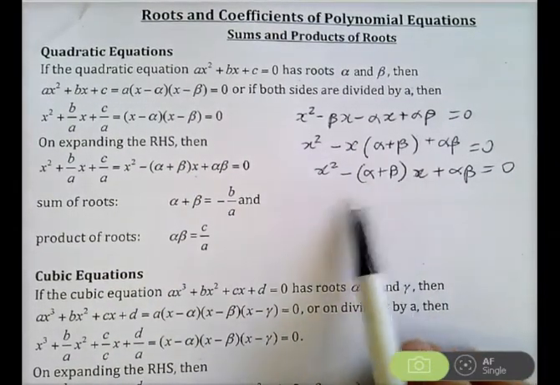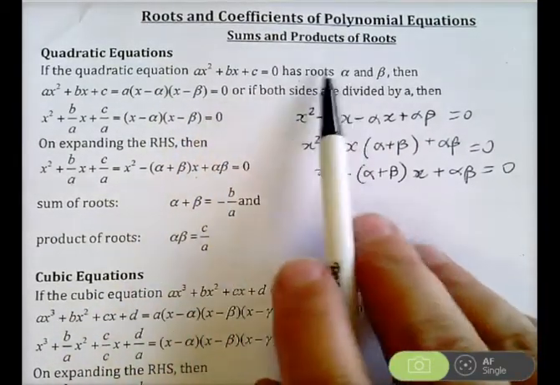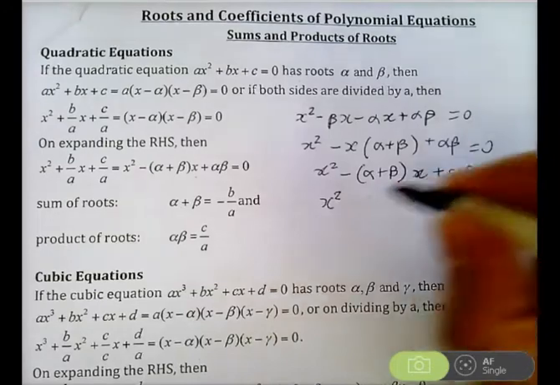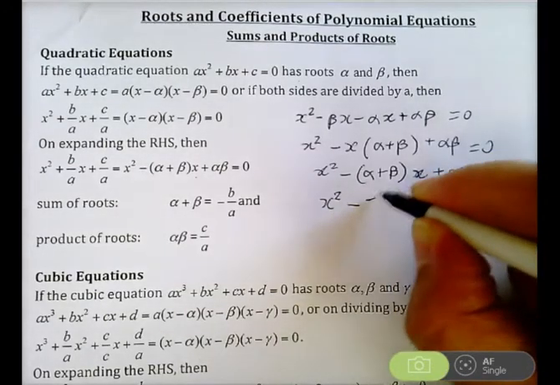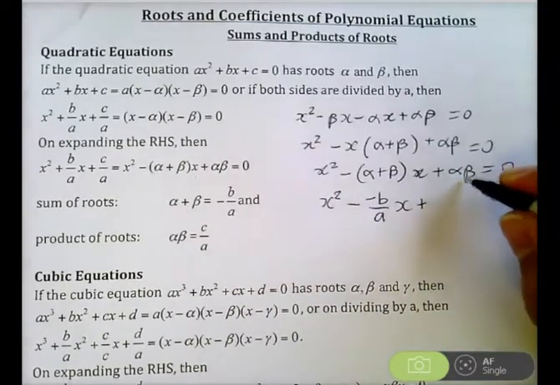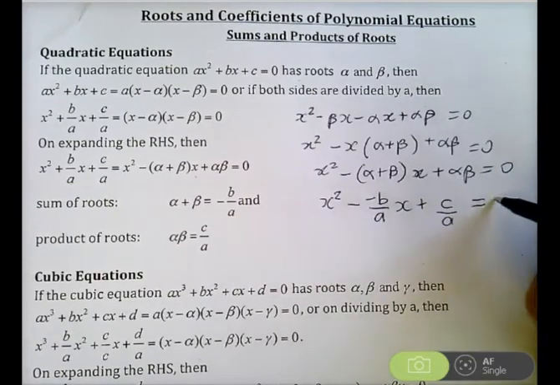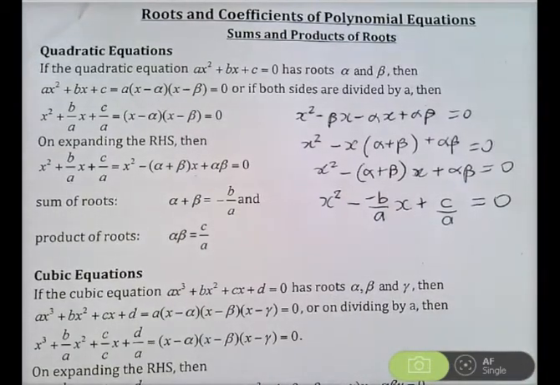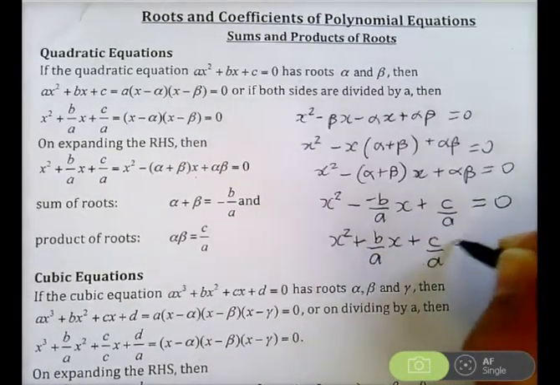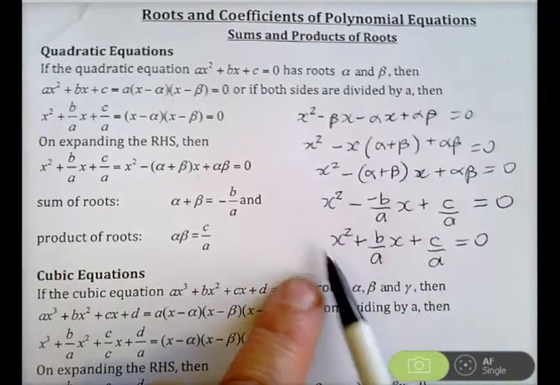Now, you know how we know that if the roots are alpha and beta, sum of roots, alpha plus beta, is minus b on a, so this becomes x squared minus alpha plus beta is minus b on a, and product of roots, alpha times beta, we know is c on a. What we notice is that we get that. And if I multiply through by a, don't I have the original equation?